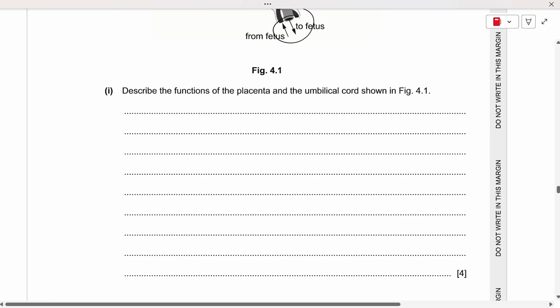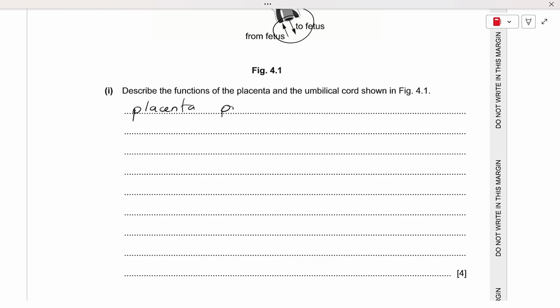So let's start naming them all together. The placenta is a part which usually produces the hormone progesterone during pregnancy. So we'll state here, placenta produces progesterone hormone.